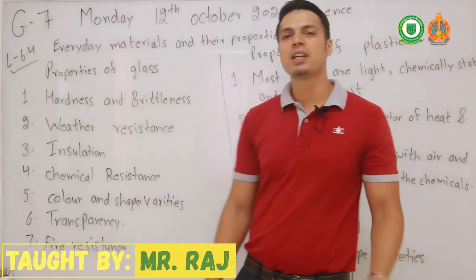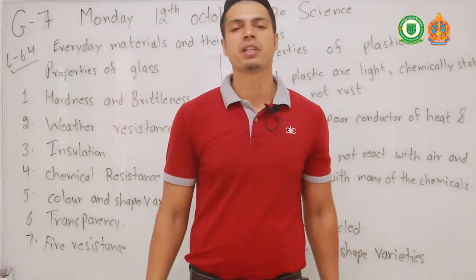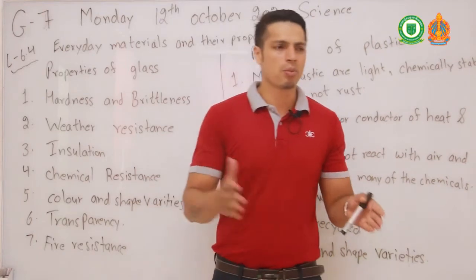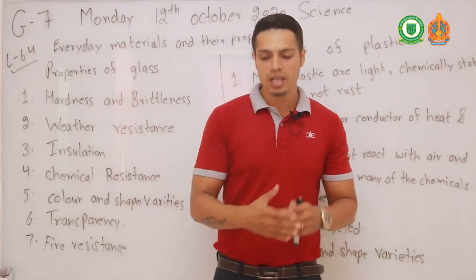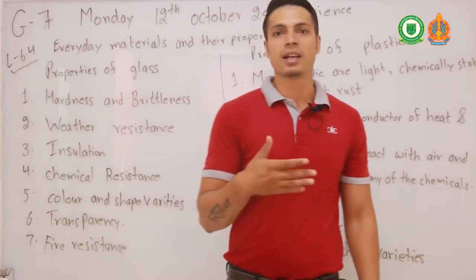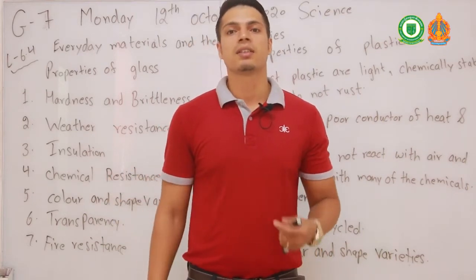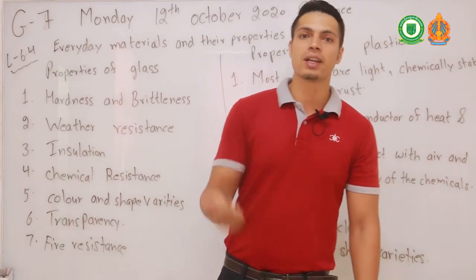So today we learned about everyday materials and their properties. Everyday materials like glass, plastic, ceramics, and the clothes we use. These are the main common materials that we use every day. Clothes are made out of fiber, which can be natural, like cotton and silk, or synthetic, made from chemicals. Ceramics are used for floor tiles, sinks, toilet seats.